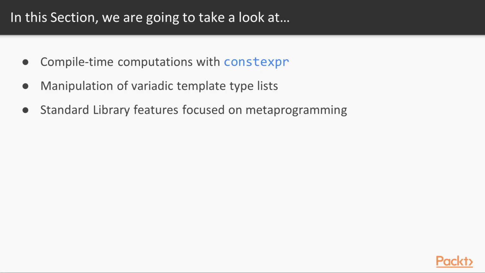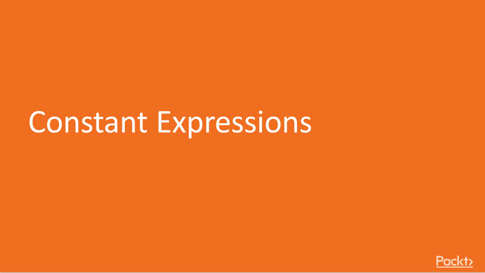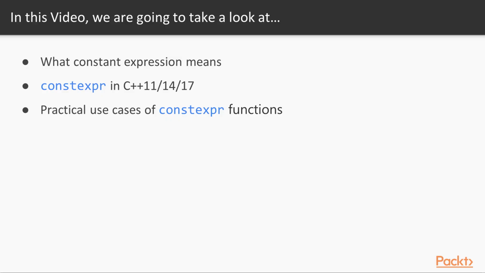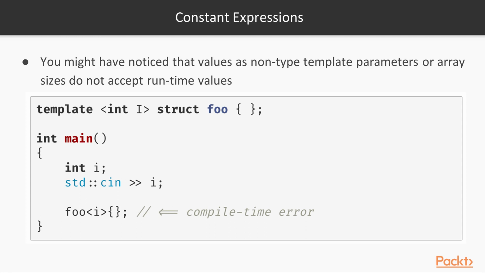Programming at compile time. In this section, we're going to take a look at compile time computations with constexpr, manipulation of variadic template type lists, standard library features focused on metaprogramming. Let's begin with the first video, constant expressions. In this video, we're going to take a look at what constant expression means, the constexpr keyword in C++11, 14, and 17, and finally, practical use cases of constexpr functions. Let's begin with constant expressions.